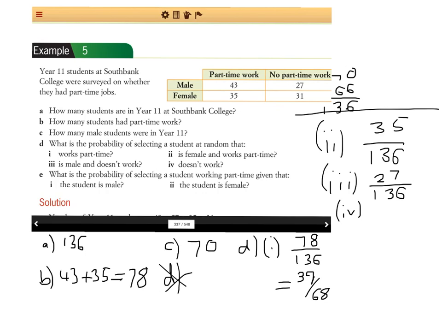And part 4, doesn't work. The total of students who don't work is 27 plus 31, which is 58. So I have 58 over 136, and I know they're both even numbers, so if I type that into my calculator, I'll find the simple version of that, which is 29 over 68. Now, you might need to pause this and copy it down because I'm going to have to rub it all out.